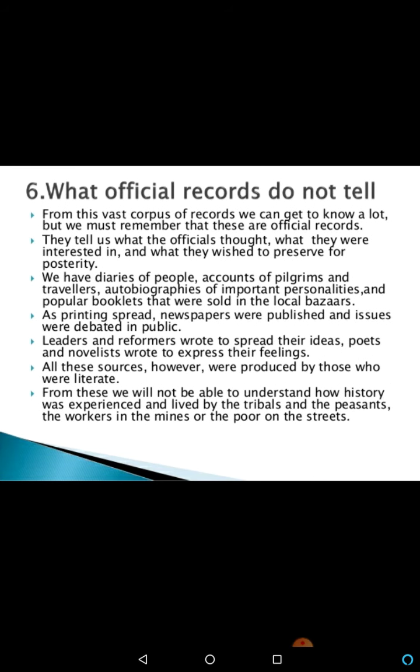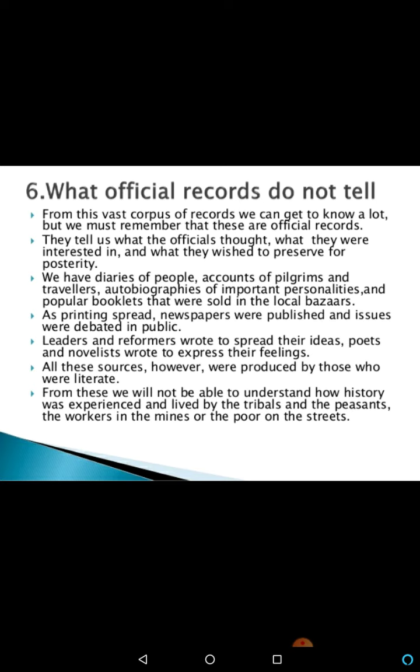Now, next topic is what official records do not tell. From this vast corpus of records, we can get to know a lot, but we must remember that these are official records. They tell us what the officials thought, what they were interested in, and what they had wished to preserve for posterity. We have diaries of people, accounts of pilgrims and travelers, autobiographies of important personalities, and popular booklets that were sold in the local bazaars.